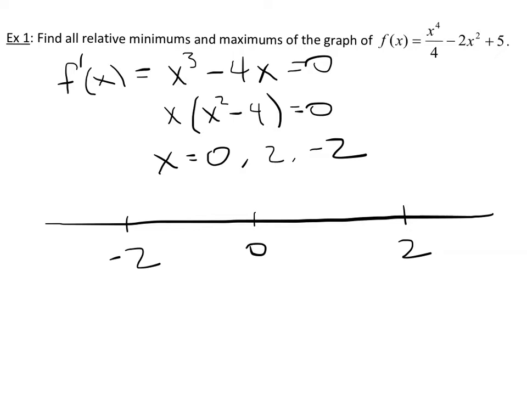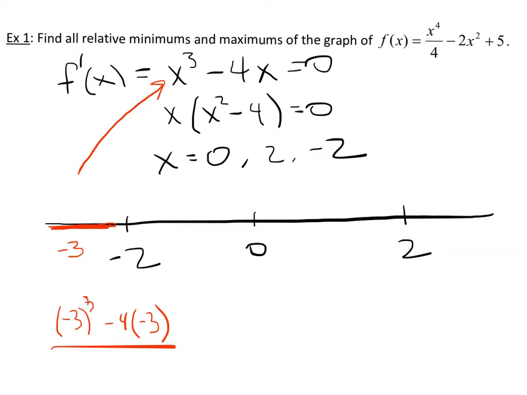And here's how we test the intervals. Starting over here, I am going to pick a number that is less than negative 2. Like, for example, negative 3. And I'm going to substitute the negative 3 into the derivative. Negative 3 cubed minus 4 times negative 3. And my question is this number positive or negative? And it turns out that it is a negative number. And so I'm going to write a little negative up here.